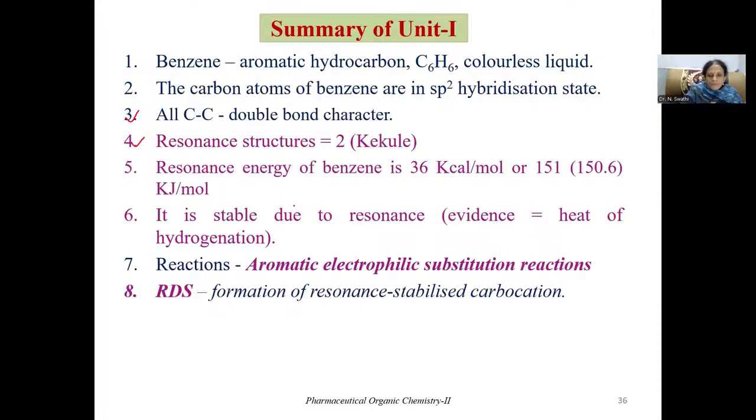And the resonance energy of benzene is 36 kilocalories per mole. Okay. Now the benzene is stable. Why? What is the reason we call benzene a stable molecule? Due to resonance. And further it is evidenced with the help of the lower heats of hydrogenation when it comes to benzene.